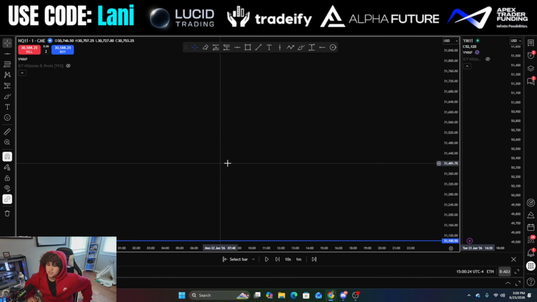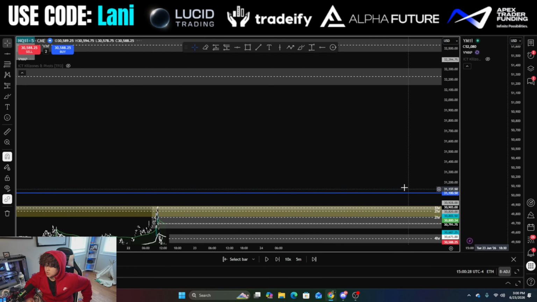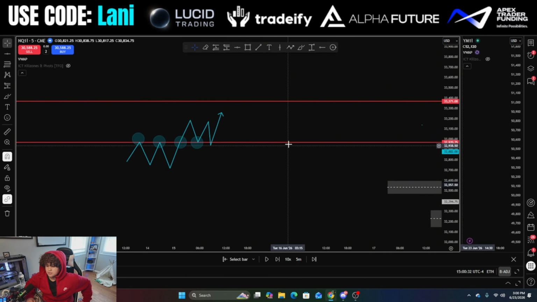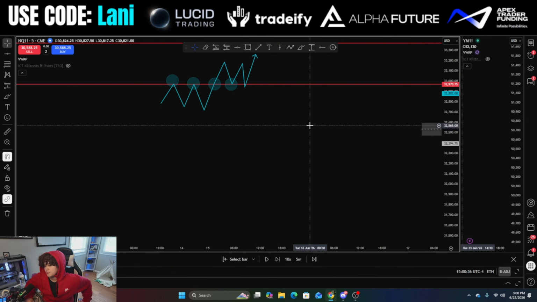And again, the pattern that I look for is, I'll show you really quick. Where is it? Is right here, right? I need a zone. Look all the way to the left, and I want to see this right here on the bigger time frame.